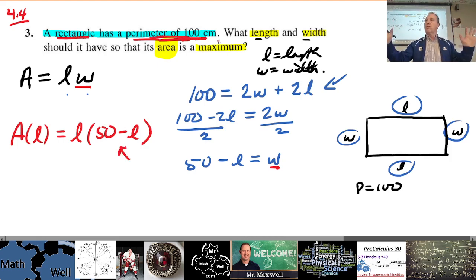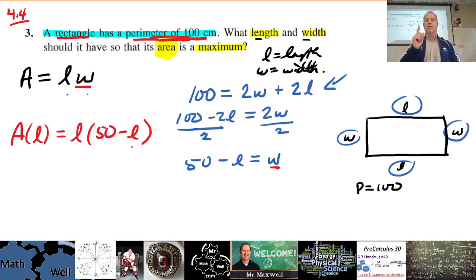Any questions so far? You guys are good? You're with me? All right, so it's good. 2 equations, one is optimization, one is a constraint. Rearrange things so you can substitute to make one equation with one variable.